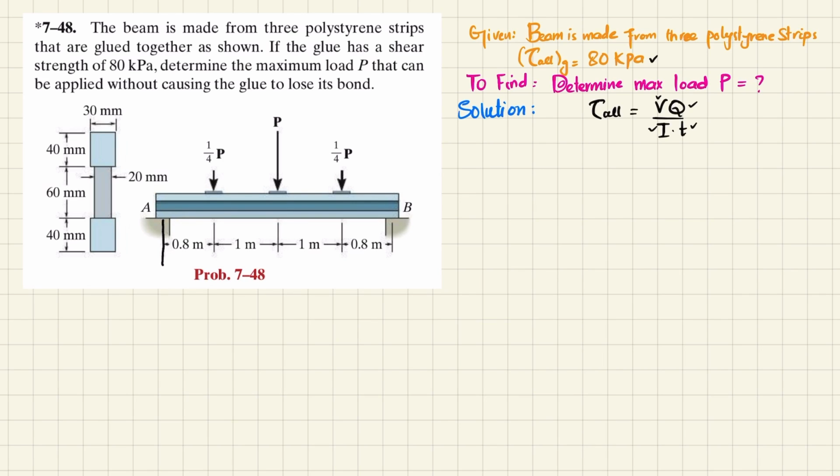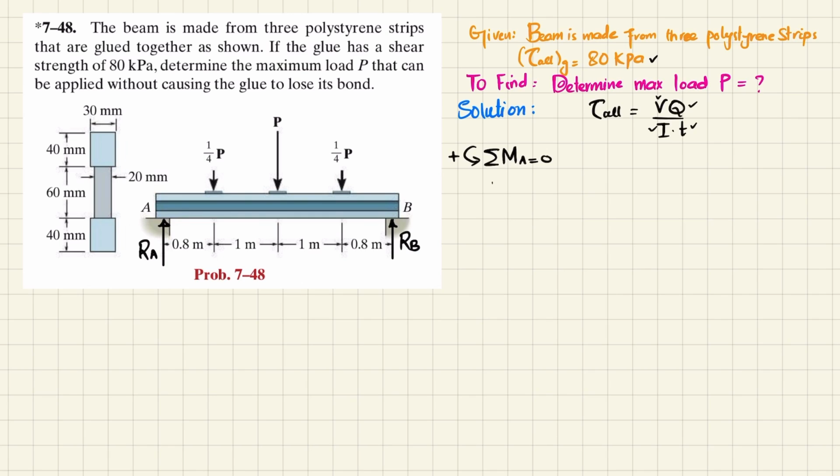If you remove the support at A, you will have a reaction force Ra, and if you remove the support at B, you will have a reaction force Rb. We will find Ra and Rb by using the equations of equilibrium. The first equation is the sum of all moments about point A equal to zero, taking counterclockwise moment as positive. About point A, one moment is due to this 1/4 P and the perpendicular distance is 0.8, and that is producing clockwise, so it will be negative.